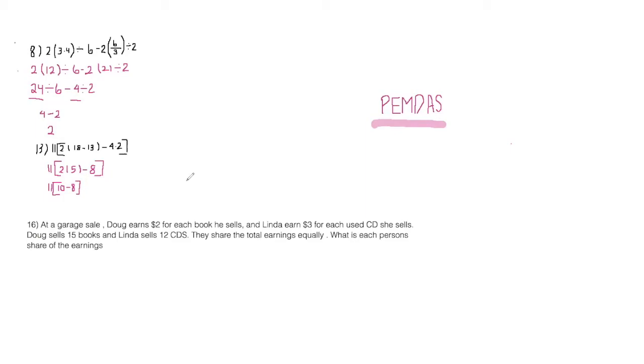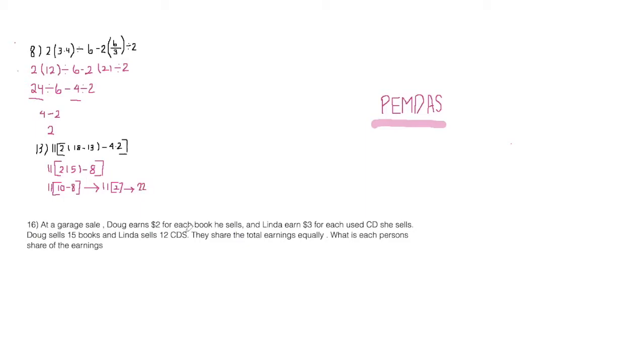Since in PEMDAS we solve multiplication next, we would do 2 times 5, which is 10. And we would subtract that, which would be the next step. So 10 minus 8 is 2. And the last step would be to do 11 times 2, which is 22.